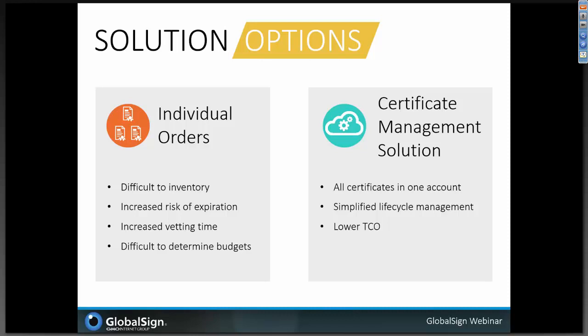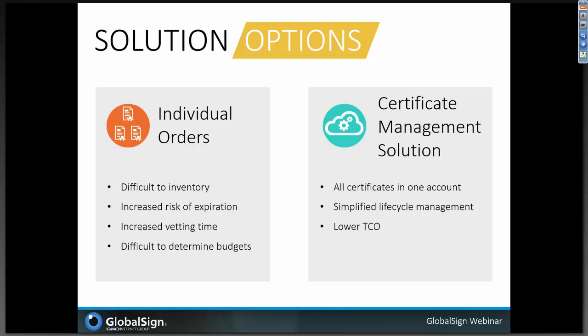It also increases vetting time because you're not leveraging centrally located information on the organization. So most orders would probably be vetted or authenticated individually, which would increase the actual time to get certificates. And then it's just the overall spend. What is the organization spending on digital certificates? Not being able to consolidate discounts and so forth to get the best pricing. If you're ordering them individually, that's more challenging, and you're less likely to get some sort of leverage pricing with your vendors.